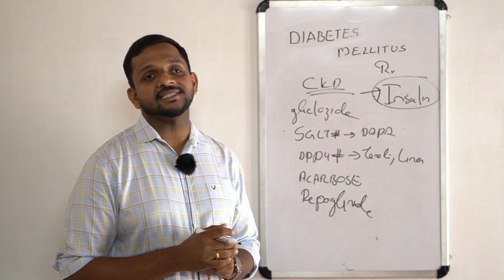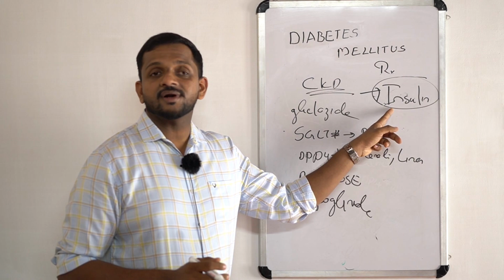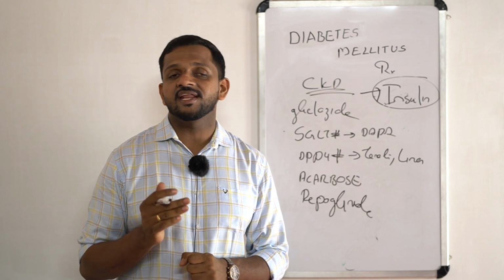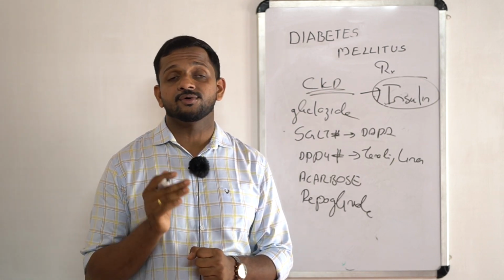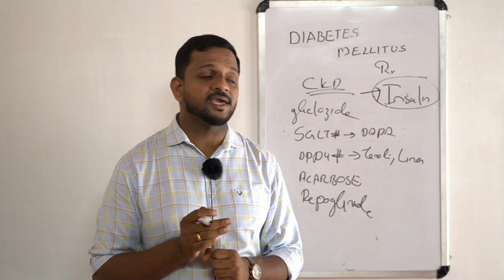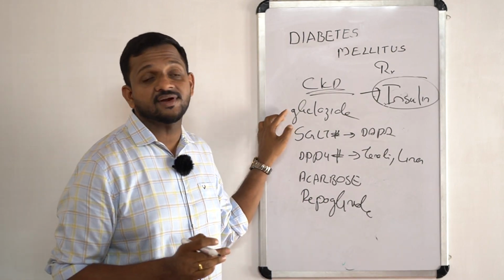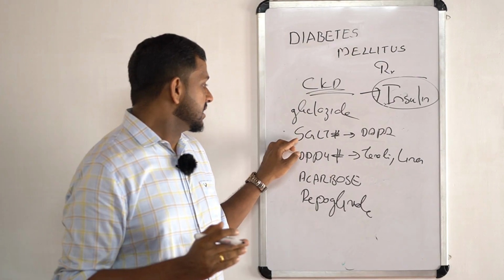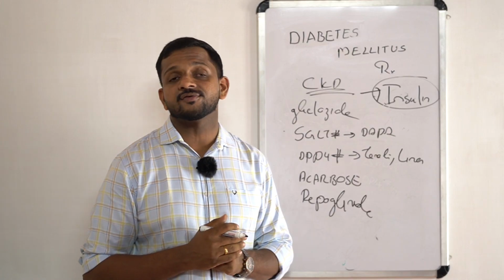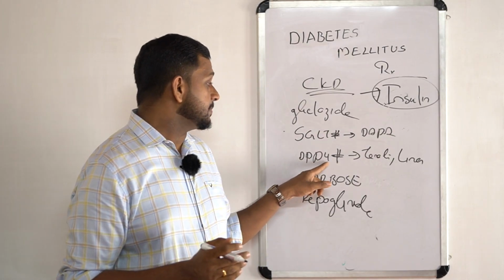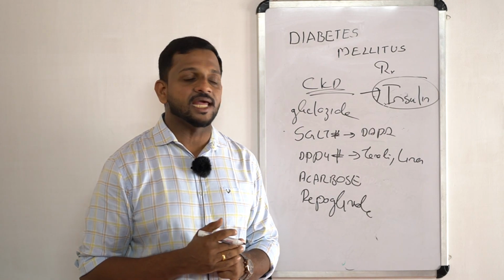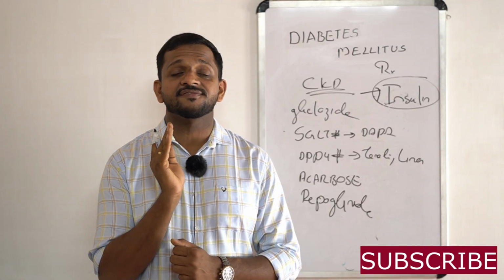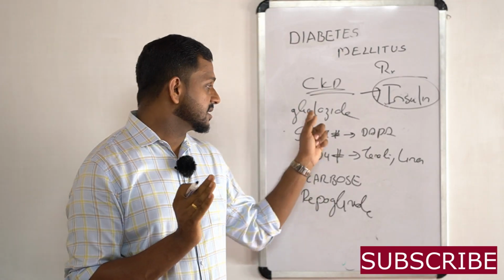About the treatment of type 2 diabetes in CKD patients. The drug of choice for treatment of type 2 diabetes in CKD patients is always insulin. But if that patient is not willing for insulin, or if there is any barrier to the initiation of insulin therapy, we can consider some OHAs. One is gliclazide, which can be given to CKD patients with eGFR of more than 30 to 50. Then SGLT2 inhibitors like dapagliflozin can be given. Then DPP4 inhibitors like teneligliptin and linagliptin can be given. Then acarbose and repaglinide can be given to CKD patients. Drug of choice is insulin, but you can consider these OHAs. Thank you.